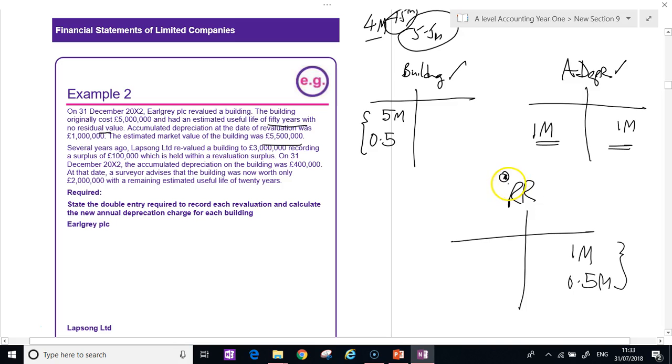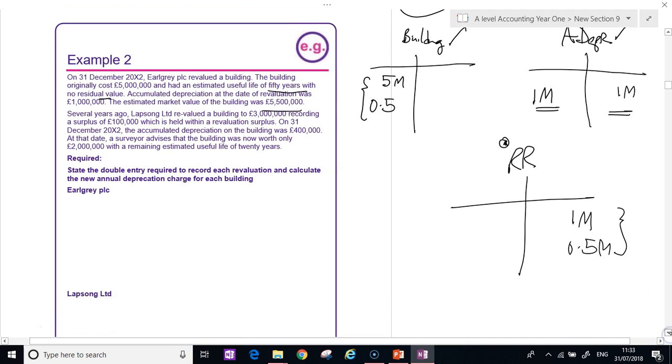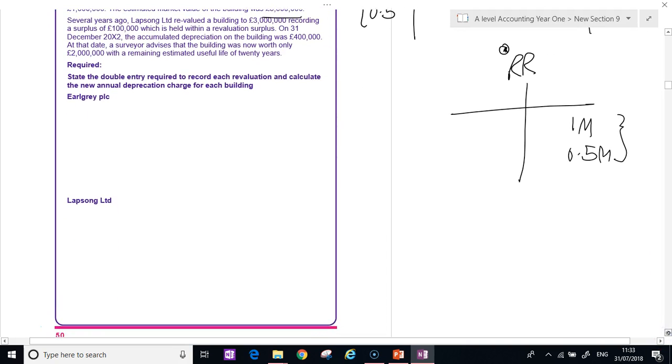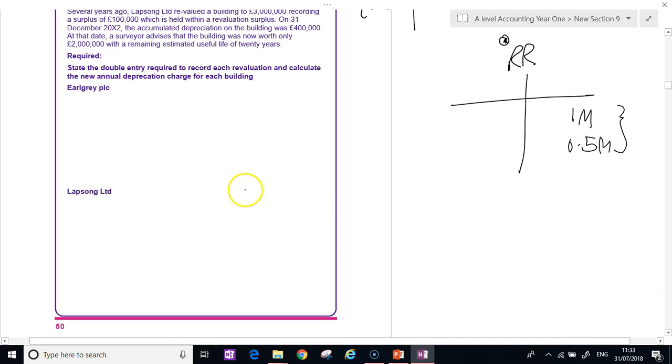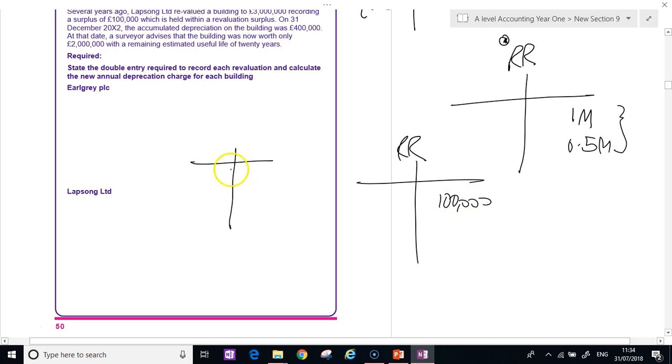Right, great. Let's look at the second scenario. The second scenario says that several years ago, so this one again is just all double entry, just being really cautious and careful with what's going on. And you can see it's pretty straightforward as well. So it says several years ago, this company called Lapsong revalued a building to 3 million, recording a surplus of 100,000. So they're telling you that they had some revaluation reserve, and they had 100,000 in there. They revalued it several years ago to 3 million.